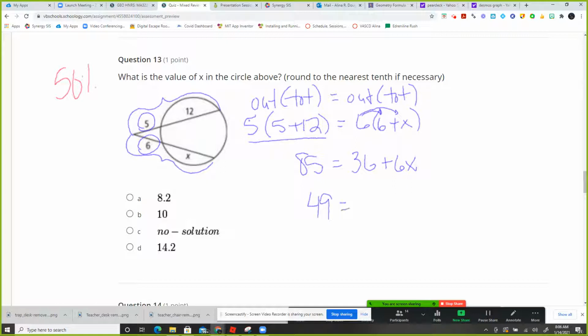I'm already kind of looking like, did I do something weird? Because I know that 49 divided by 6 is going to give me a decimal. But let's go ahead and see. I just checked my answer choices, and lo and behold, there is an answer choice. It needs to be rounded, right? But it says round to the nearest tenth if necessary, so I'm allowed to round. Questions on that one? Outside times the total equals outside times the total.